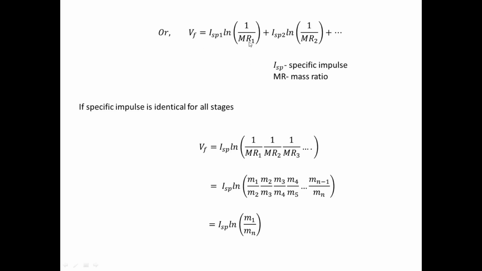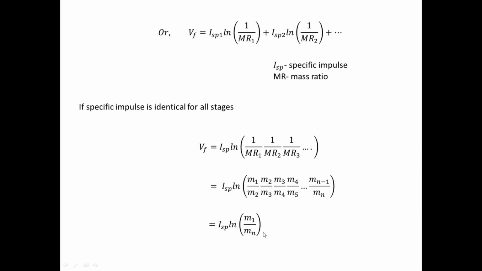Similarly, if you combine these equations, this is ISP into ln 1 by mr1, ISP ln 1 by mr2, etc. ISP is constant, so Vf is ISP into ln of 1 by mr1, 1 by mr2, 1 by mr3, etc. So 1 by mr1 means 1 divided by m2 by m1, which will be equal to m1 by m2. This is 1 divided by m3 by m2, which will be equal to m2 by m3, and so on. So if you cancel the similar terms, you get ISP into ln m1 by mn.